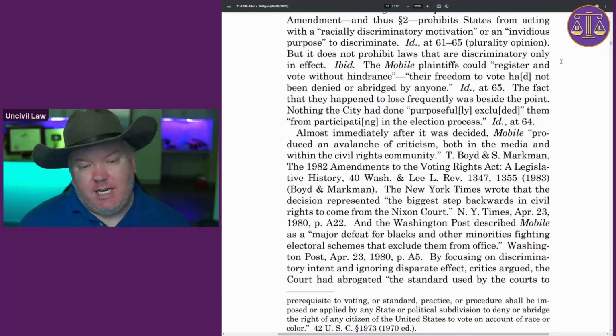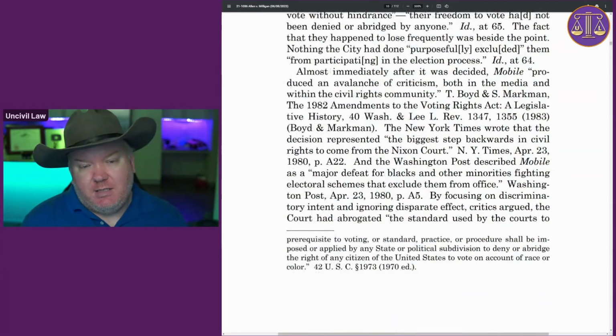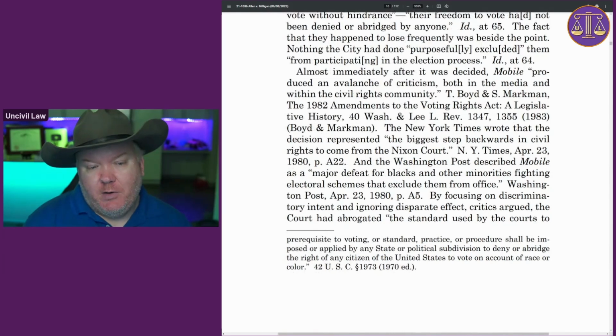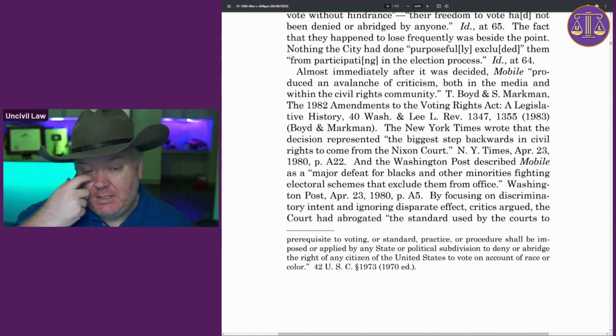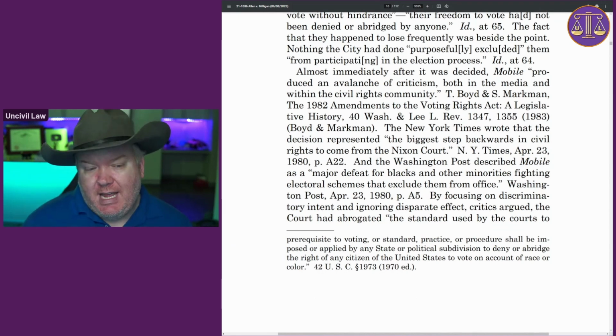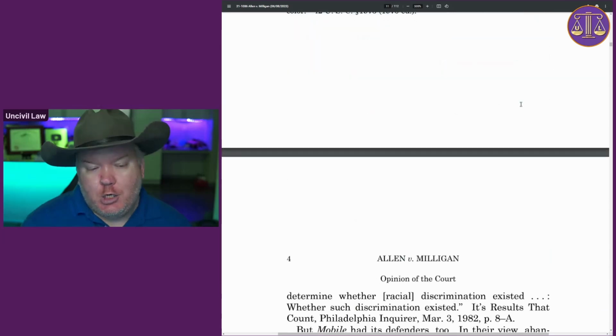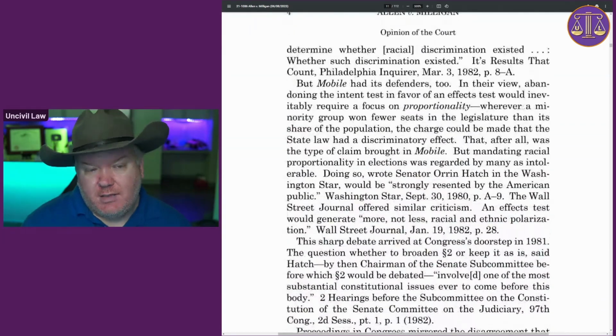Almost immediately after it was decided, Mobile produced an avalanche of criticism, both in the media and within the civil rights community. The 1982 amendments to the Voting Rights Act. In the history, the New York Times wrote the decision represented the biggest step backwards in civil rights to come from the Nixon court. And the Washington Post described Mobile as a major defeat for blacks and other minorities fighting electoral schemes that exclude them from office. By focusing on discriminatory intent and ignoring disparate impacts, critics argued, the court had abrogated the standard used by the courts to determine whether racial discrimination exists.